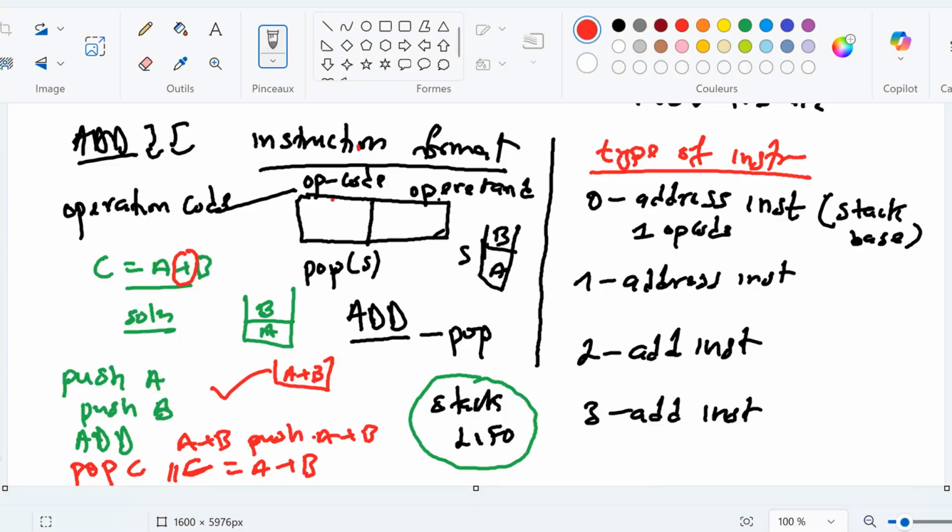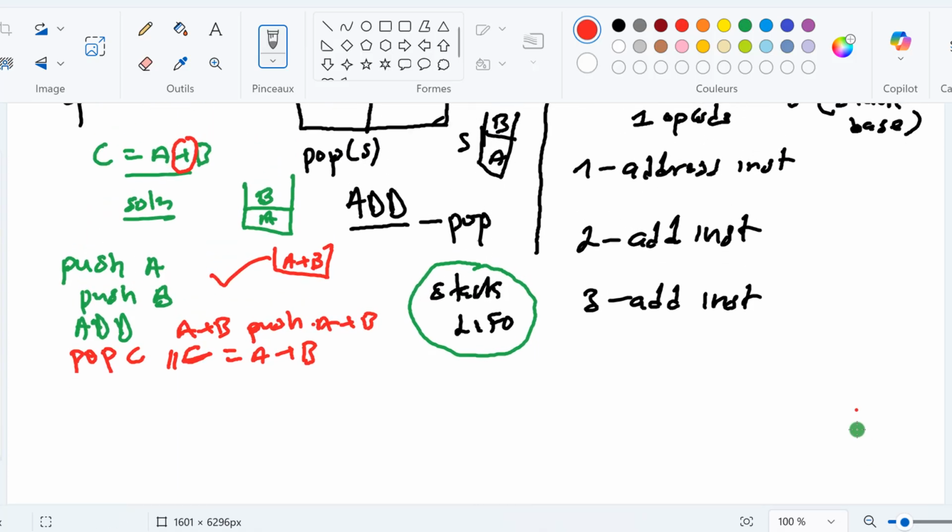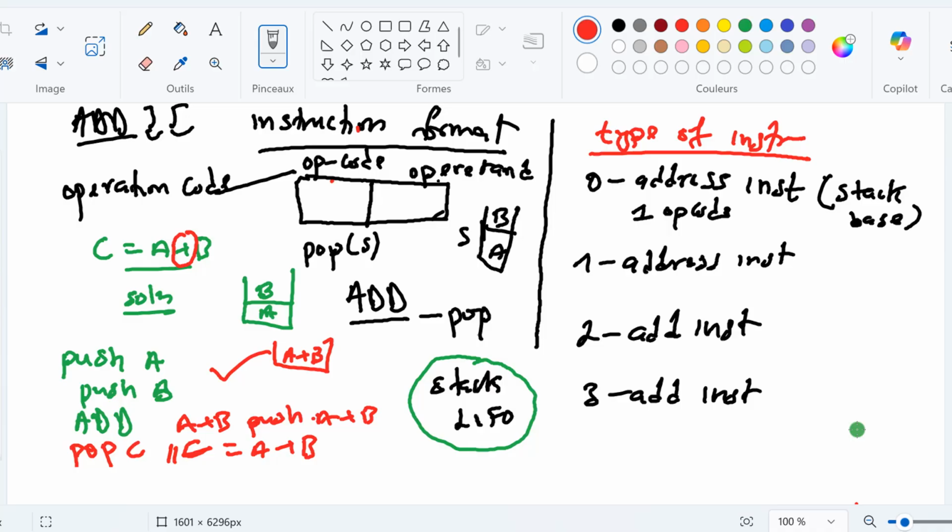Okay, so we go down to one address. Please never forget this word that I'm saying: stack based for zero address. Take note of that. Now we go to the next one, the one address instruction. To summarize, the numbers that you are seeing here simply represent the number of operands being precised. The opcode is always there, but the operand depends.